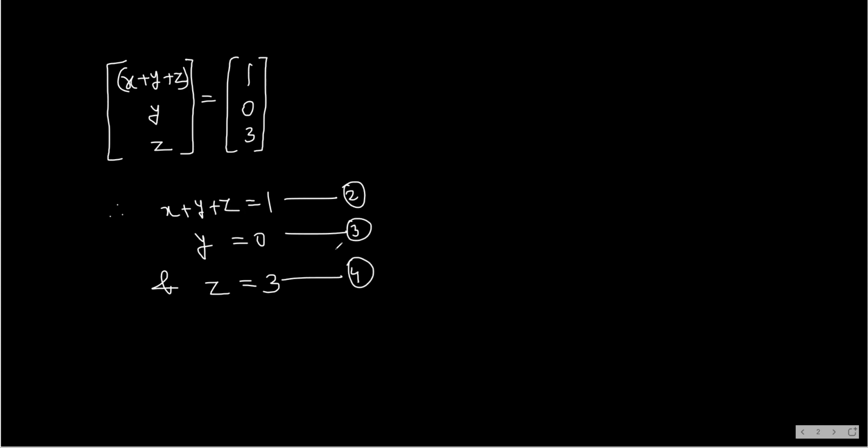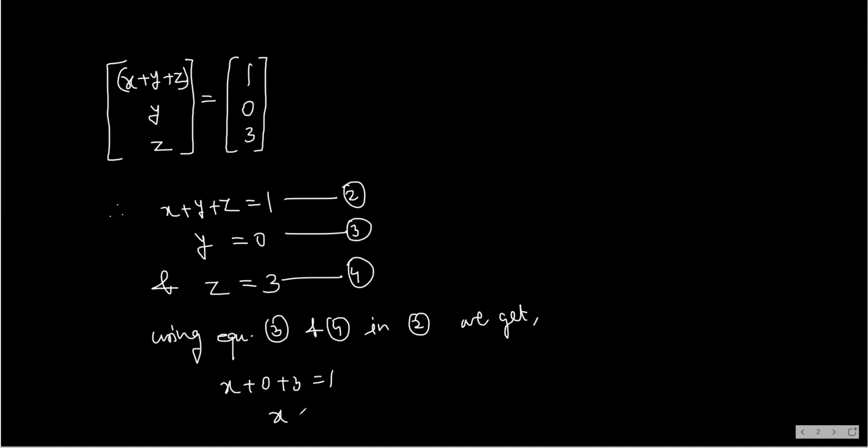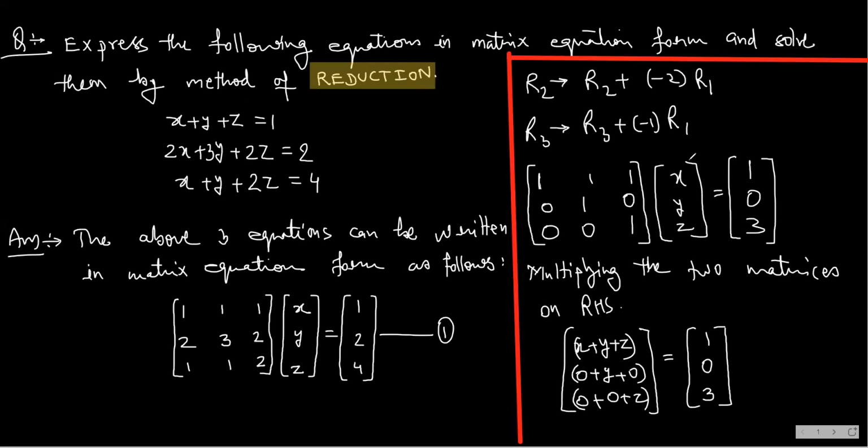I will use equations 3 and 4 in 2. So I write here, using equations 3 and 4 in 2, we get x plus 0 plus 3 equals to 1, x equals to negative 2. So see, students, we got all the values. X equals to negative 2, y equals to 0, and z equals to 3. This is the answer. Okay, I hope you all followed this. You can just have a revision of all this once again.